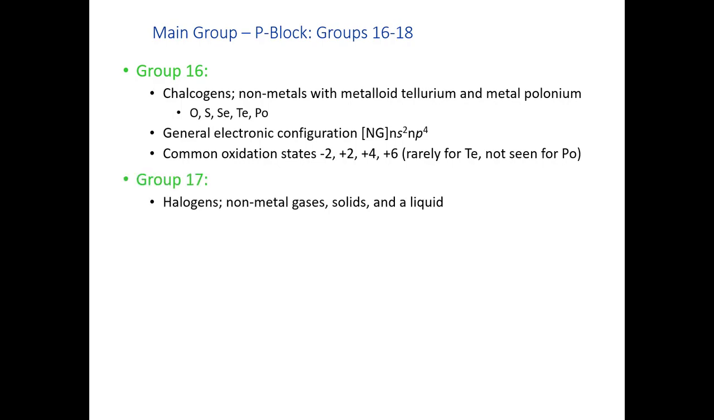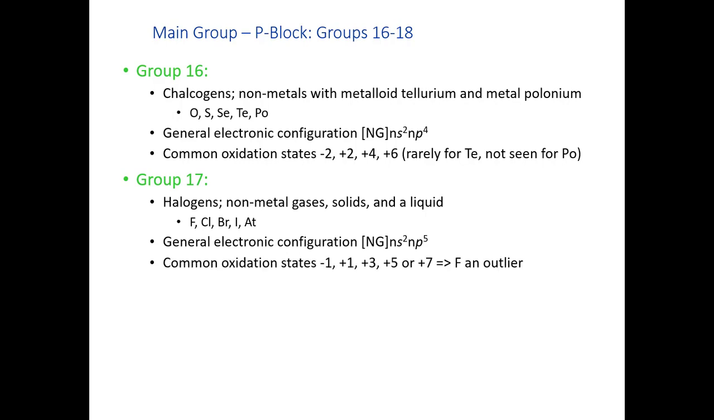Group 17, otherwise known as the halogens, contains only nonmetals which display a variety of physical states. Here is a list of the halogens, and they have the general electronic configuration, noble gas ns2 np5. Common oxidation states include -1, +1, +3, +5, and +7, although fluorine is a big outlier and will be explored separately from the rest of the group.